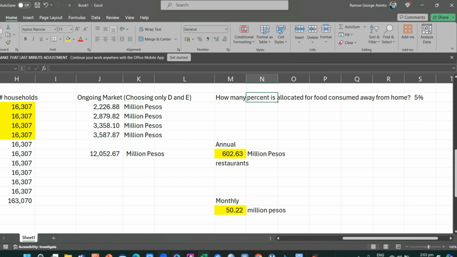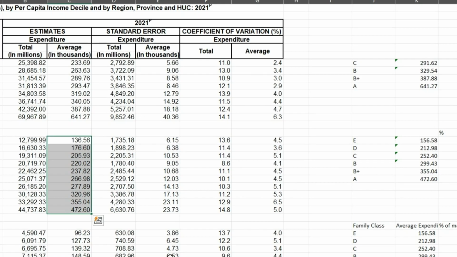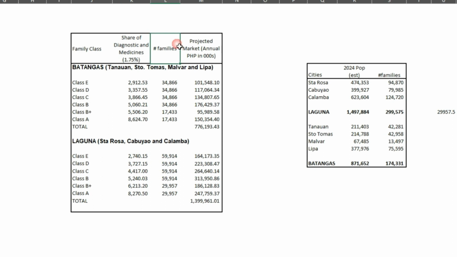Okay, if you look at my expenditures for diagnostics and medicine, you will see that the diagnostics is just 1.75. Okay, so this is actually another thing that I estimated when it comes to diagnostic labs and medicines.